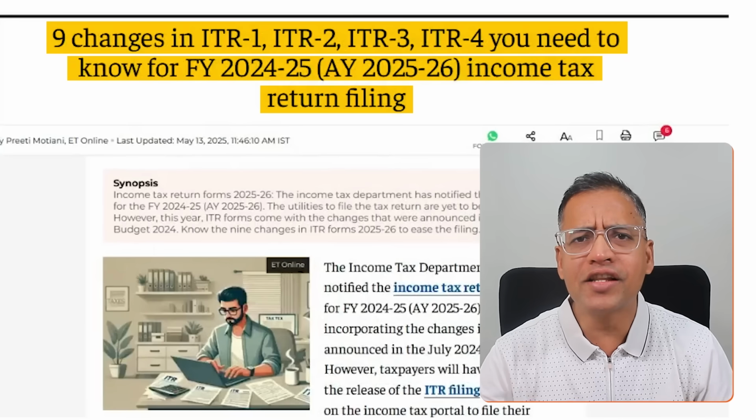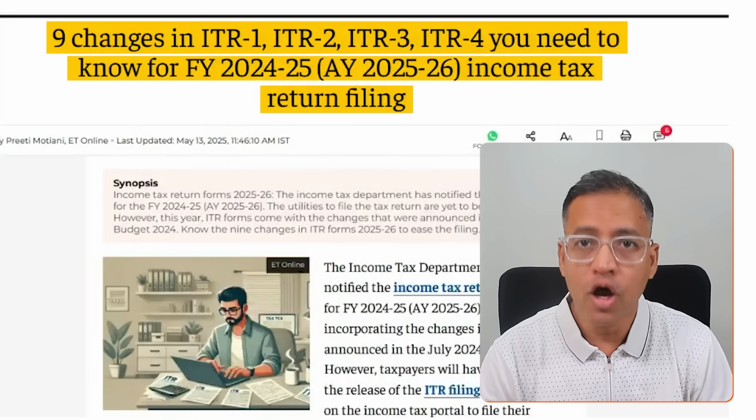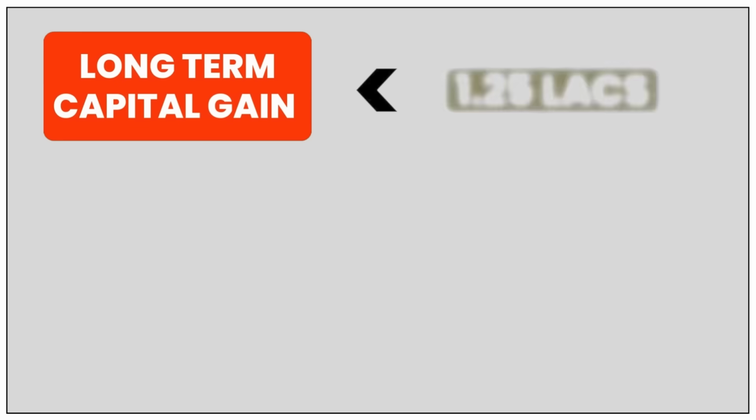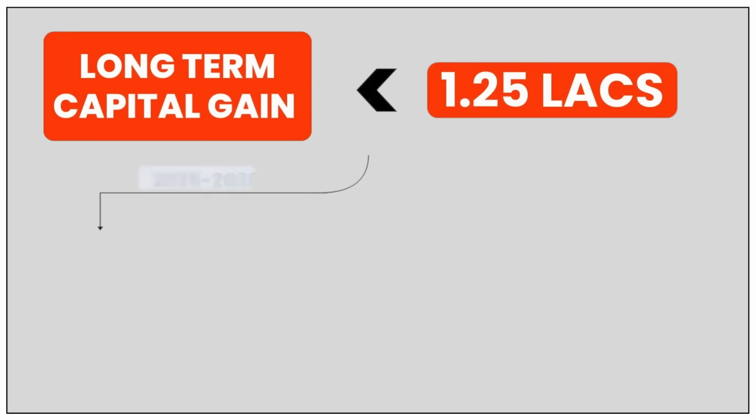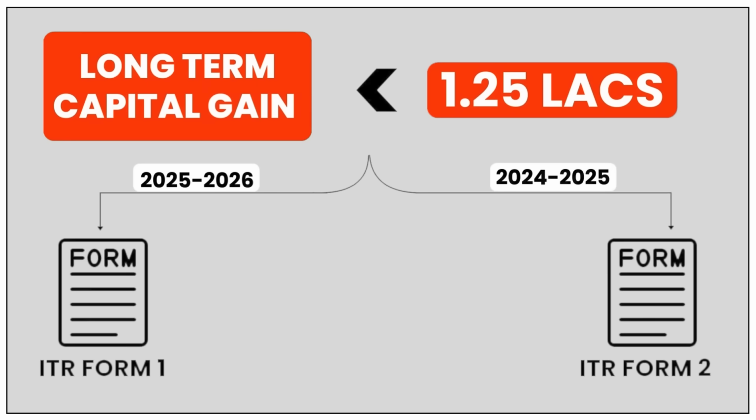Hi friends, this year there are 9 major income tax return related changes for individuals. For example, if your long-term capital gain is less than 1.25 lakhs, you can use ITR form 1. Until last year, you could not use ITR form number 1.